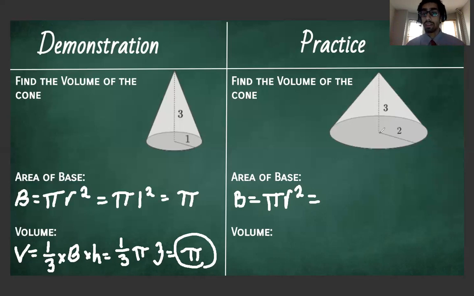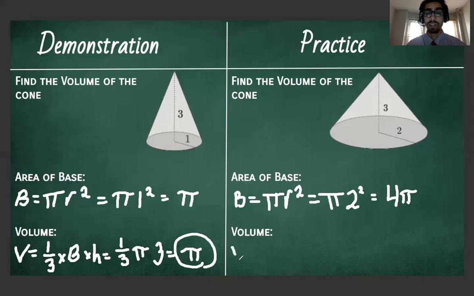Now, looking at this shape over here, what would be the radius? Or looking at the base, what would be the radius of the base? 2. So I just do pi times 2 squared. 2 squared is just 4. So my answer for the area of the base would just be 4 pi.